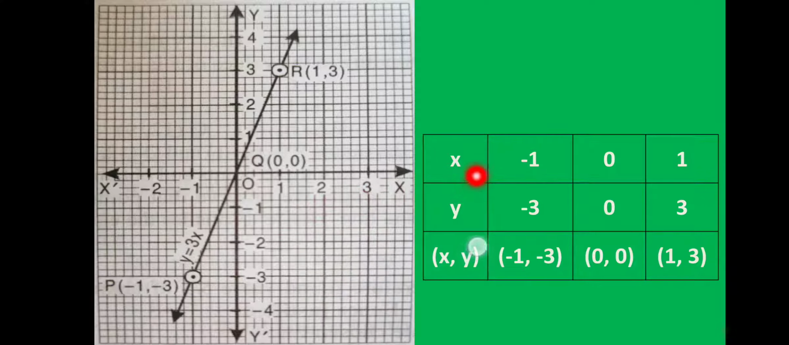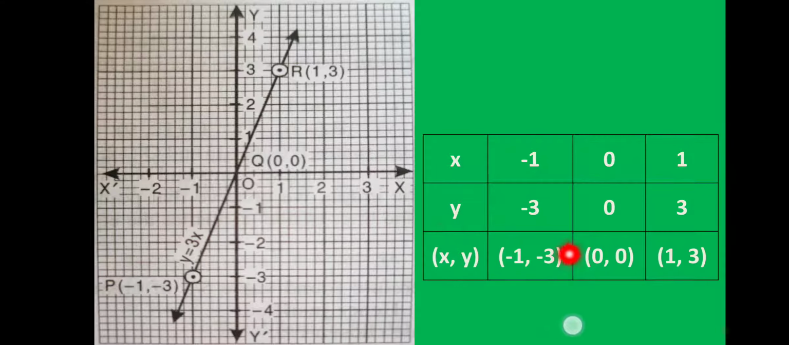Now the first point is minus 1 comma minus 3. So firstly we will find minus 1 on the x-axis, that is here. Then along the y-axis, minus 3 means we have to go 3 steps below the x-axis, that is 1, 2 and 3. Okay, so that is our first point, minus 1 comma minus 3. We write it as P.